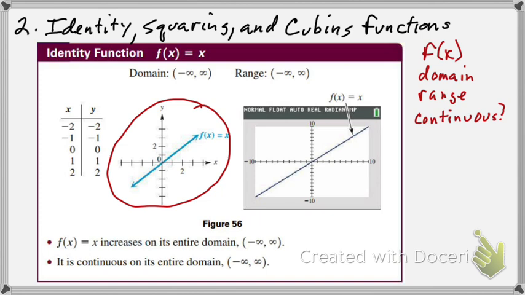Now, why do they call it the identity function, though? Well, look at your table over there. Whatever x is, y is. So in other words, the y's are identical to the x's. So if I say, well, what's the y value for x equal to negative 1,000,000? You'd say negative 1,000,000 for the y.